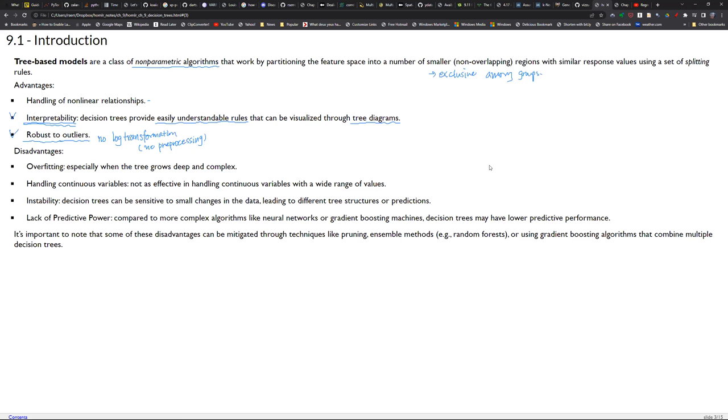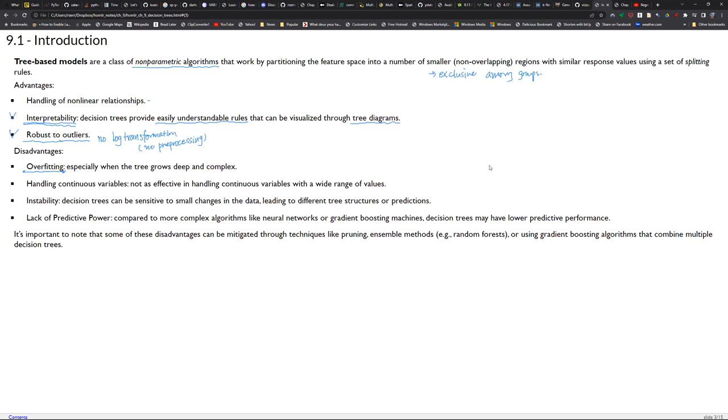Okay, so what about the disadvantages? Well, there's no free lunch here. One of the disadvantages, and it's a very peculiar disadvantage, is overfitting, all right? Especially when the decision tree goes deep and complex, it tends to overfit. In other words, it tends to learn so much from the training set that then with new data, it has problems getting a good metric.